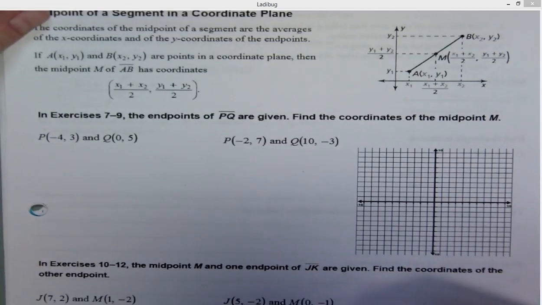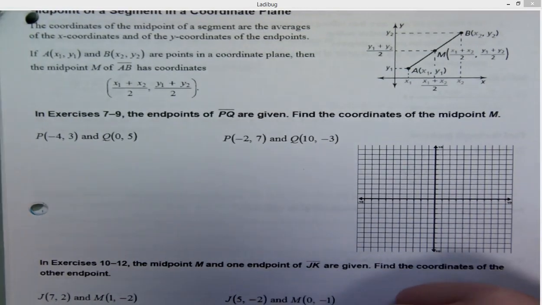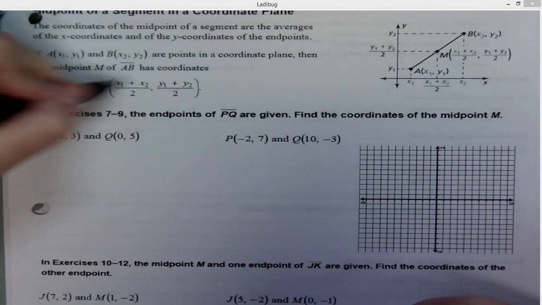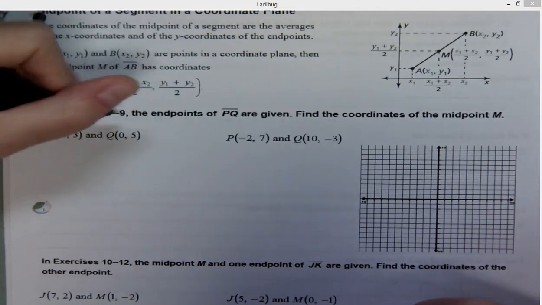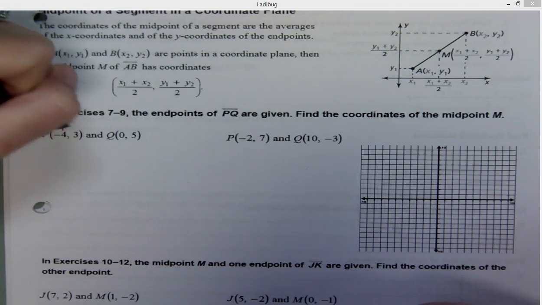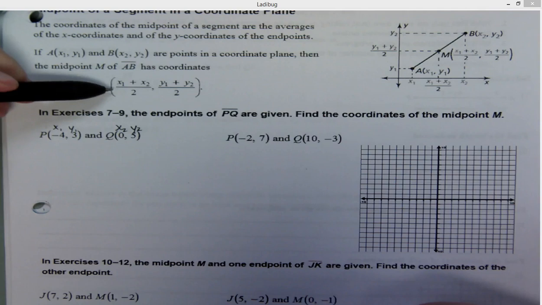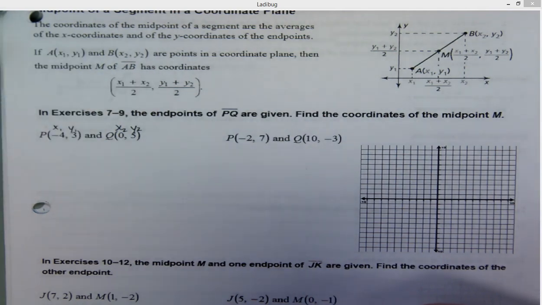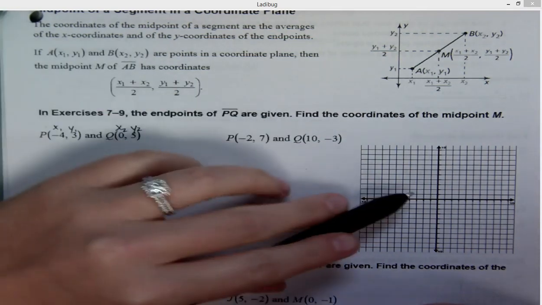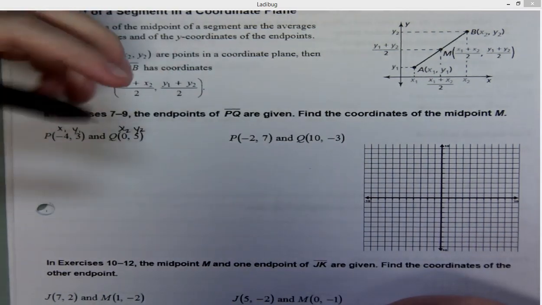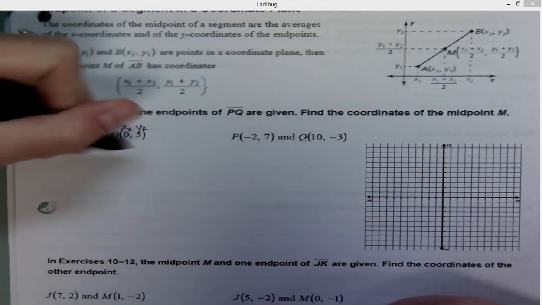Alright, last point is just figuring out the midpoint on here. And I've got my midpoint formula up here. And I've got my x1, my y1, my x2, my y2. And that's where these numbers go when you're plugging into the formula. I'm going to start by showing you plugging it into the formula, and then I will graph one and show you how to do that, to show both ways to do this.